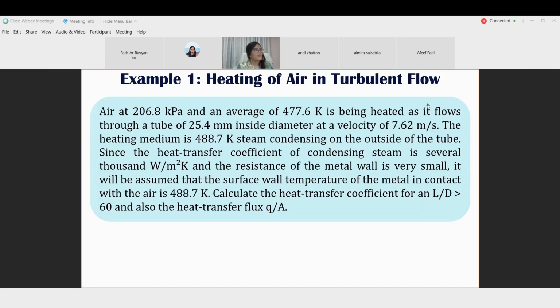Is anyone having trouble? Isn't anyone writing on the Jamboard? You don't need to solve it yet. We'll solve it together. Just write down the important parameters first. Like I think someone is trying to write 206 kPa. Just something like that.